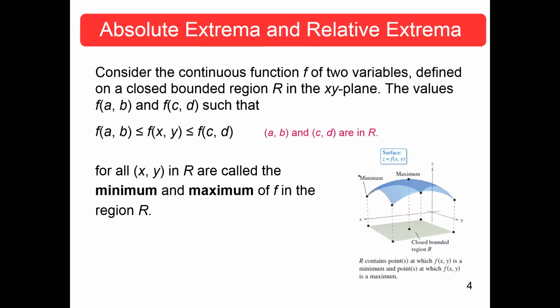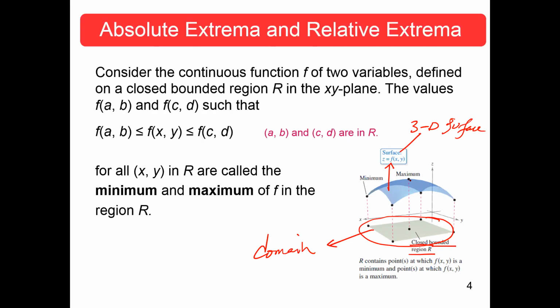So let's take a look at this graph. This is a graph of z equals f of x, y. It's a function of two variables. We understand that should be a three-dimensional surface. And suppose this is its domain. This domain is a closed bounded region R. So it contains all the boundary points as we talked about before. And this is the part of the surface that corresponds to this domain.